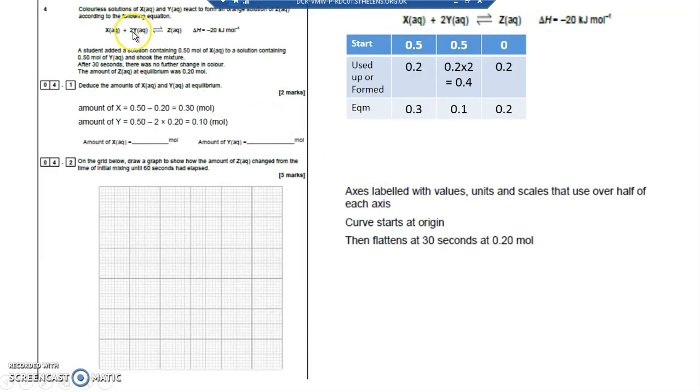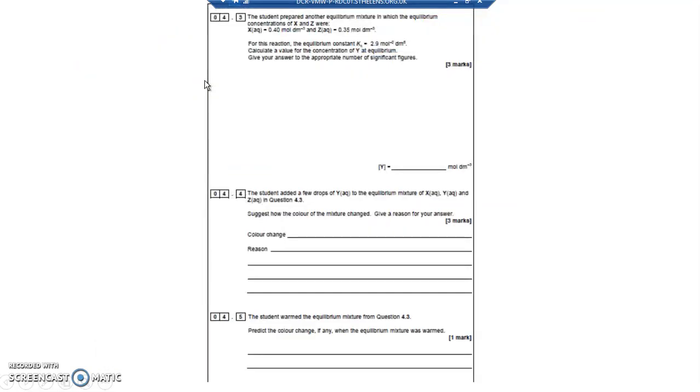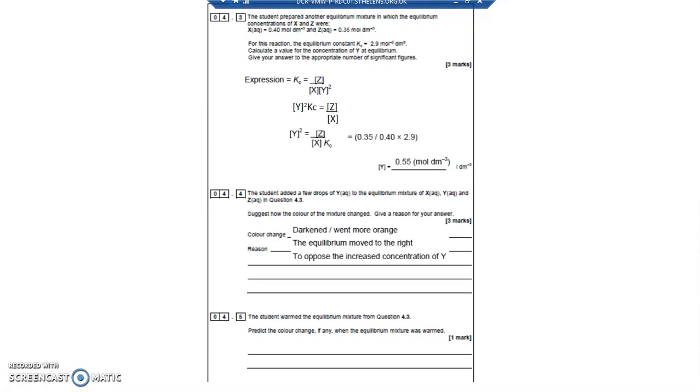If you're adding more Y, by Le Chatelier's principle, it will try and oppose that change and try and use up the Y. It'll use up the Y by shifting the position of equilibrium to the right hand side, using up the Y and making more Z. Now it says Z is orange in colour, so the colour is going to darken or get more orange. And the reason is the equilibrium moved to the right to oppose the increased concentration of Y, to use up some of the Y.